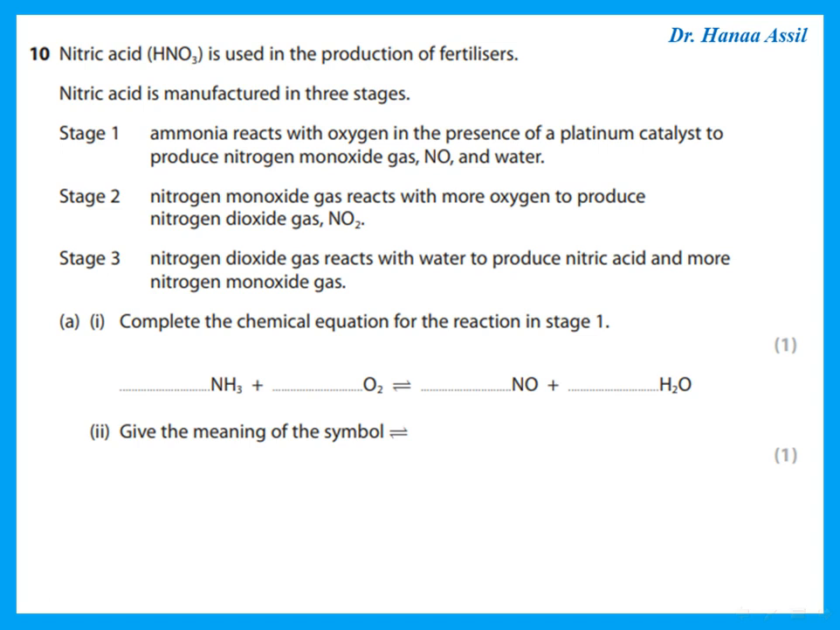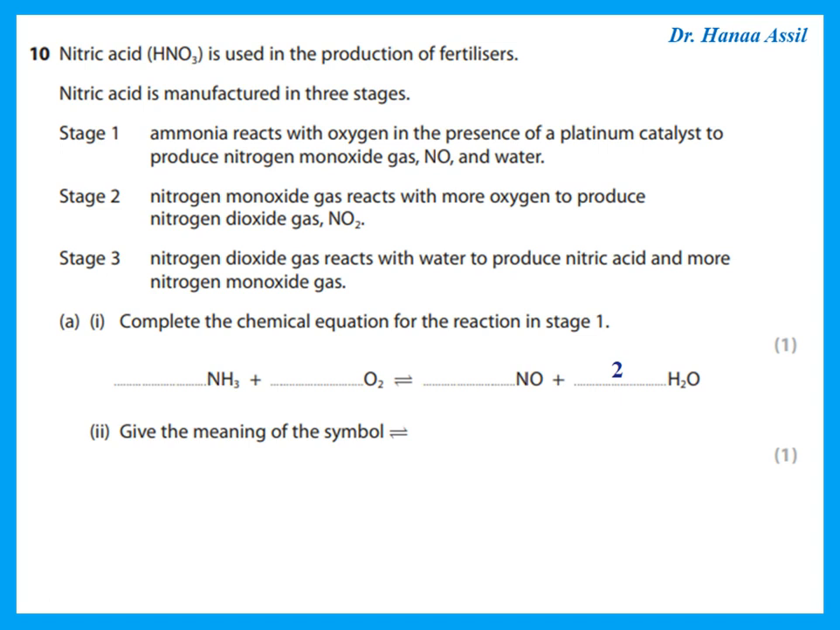First, complete the chemical equation for the reaction. So we need to balance. How do we balance this? We count the number of atoms before the arrow and after the arrow, and we increase the one that is less. So if I look at, we have one nitrogen before the arrow, one nitrogen after the arrow. How many hydrogens before the arrow? I have 3. After the arrow, I have 2, so I need to increase the one that is less.